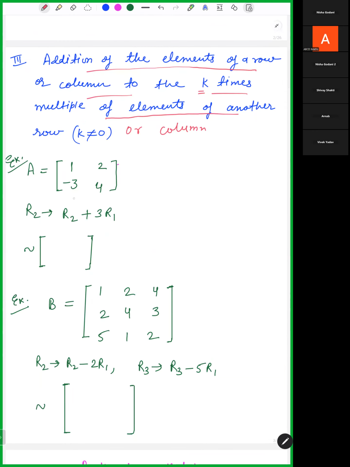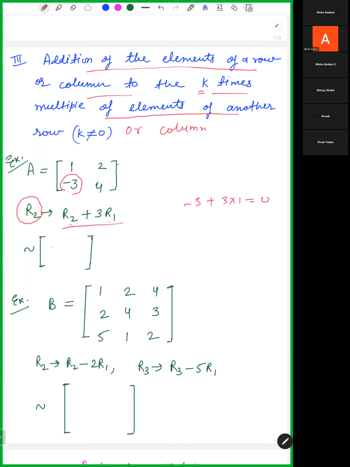Suppose in this row R2, you want to make this element 0. So what do you want? You want to add 3 times R1 in R2, which means you apply R2 plus 3R1. First, you want to change R2, that is why you write R2 on the left-hand side. R2 arrow means you are going to apply your operation in R2. You are going to add 3 times R1 in R2 so that you get 0 here, because minus 3 plus 3 into 1 is 0.